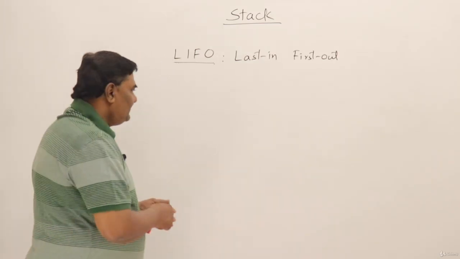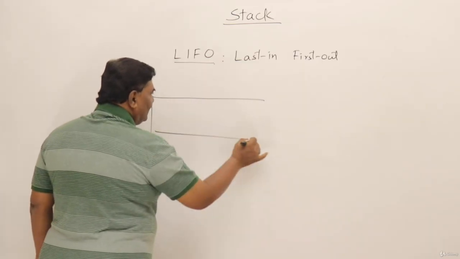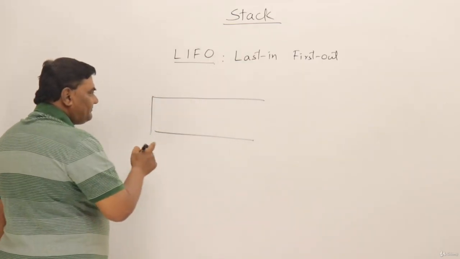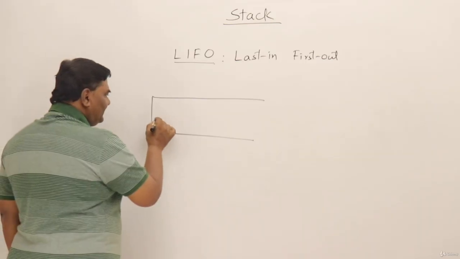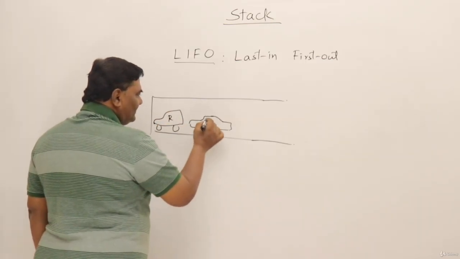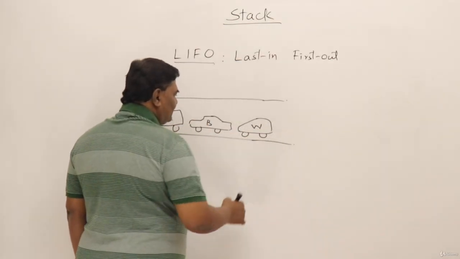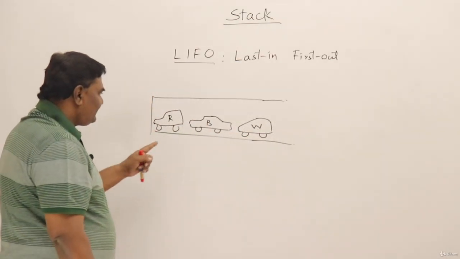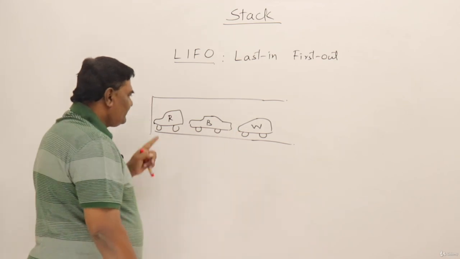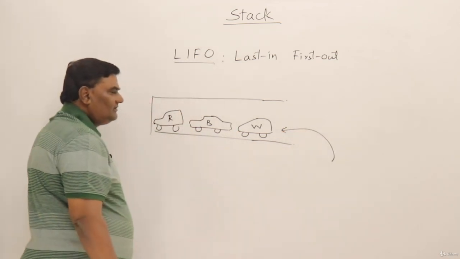One example: suppose there is a dead-end lane, and in this lane, cars are parked. Suppose there is a first car, this is a red color car, this is a black color car, this is a white color car. This is a dead-end lane and 3 cars are parked here. So it means they are brought inside this lane from this direction.